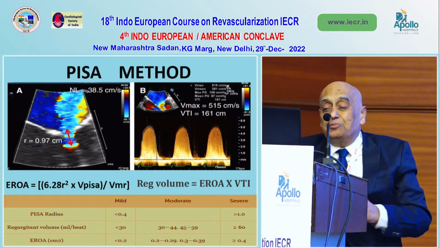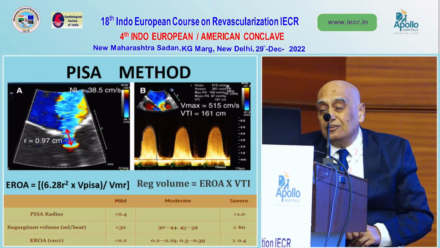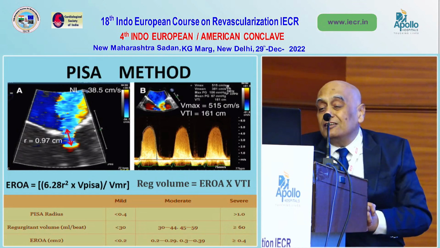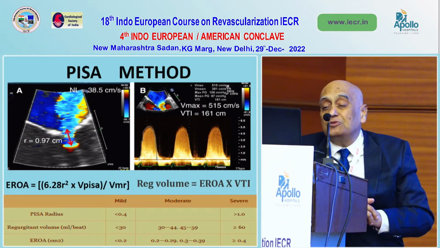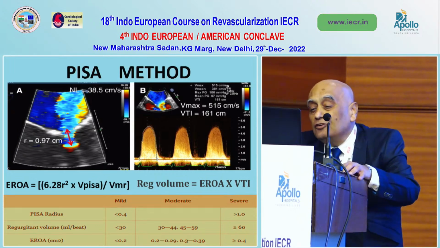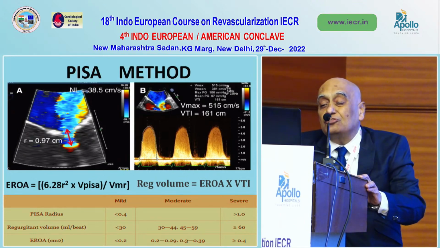Similarly, you could use the PISA method. I'll not be going into the depths of the PISA technique, but suffice to say that we take the flow acceleration on the proximal side of the mitral valve. Now this actually is a transesophageal echo, so the LV is down and the LA is above. So you are seeing that flow acceleration, and you are taking the radius of the flow acceleration.